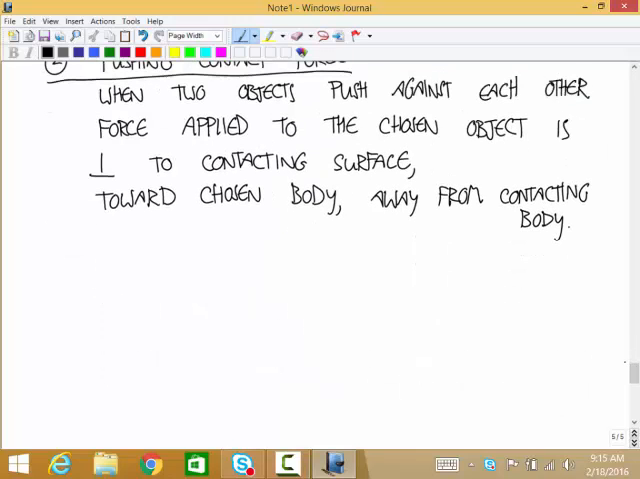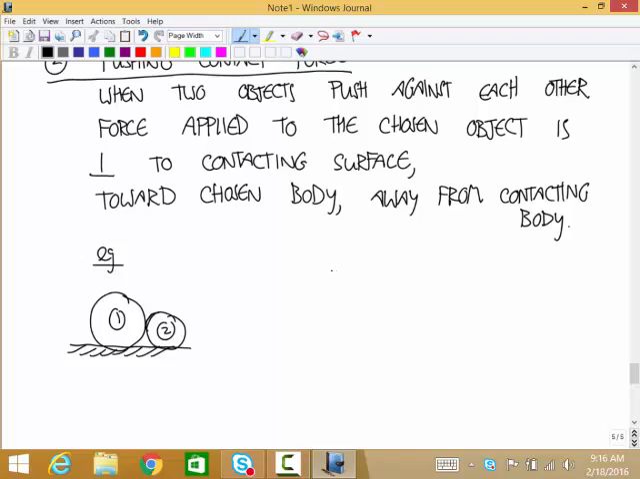So here's an example. If you have these two balls resting on the floor next to each other and contacting each other right here, I'll call this one 1 and this one 2. Each one of these balls has two pushing contacts acting on it. The floor is pushing on it, and the other ball is pushing on it.